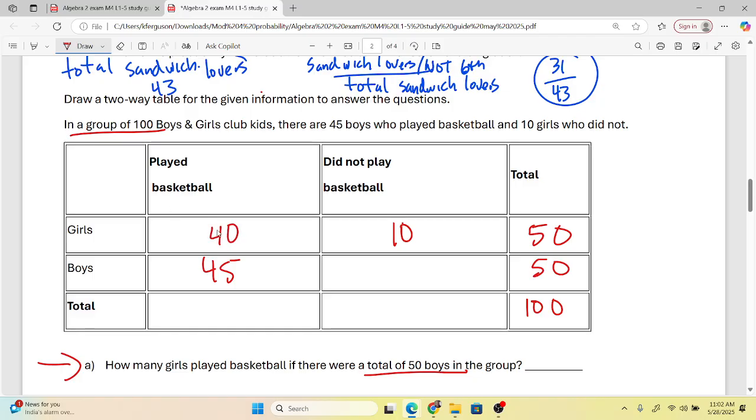I know that this number plus this number gives me my total right here. What's this total? That's 85. I know right here that 85 plus some number gives me 100. I also know that 45 plus some number gives me 50. So 45 plus 5 gives me 50. So that's 5. 10 plus 5 gives me this number, or 100 minus 85 gives me this number. Anyway, I look at it, it's 15.